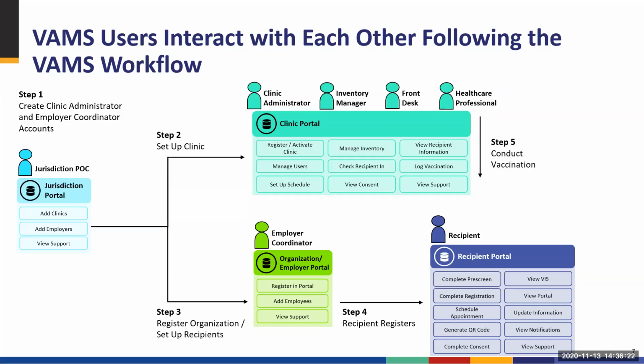After the employer coordinators have added their workers or volunteers in VAMS, those workers become vaccine recipients and receive a registration email prompting them to complete the pre-screener, add their medical information in the system, and then schedule an appointment at one of the vaccination clinics. When the vaccine recipient arrives at the clinic, a healthcare professional will administer vaccine.